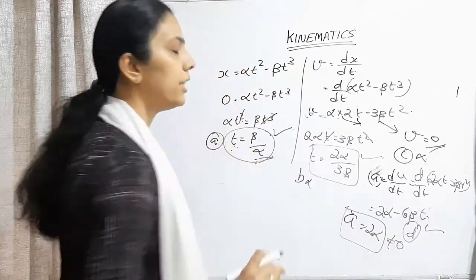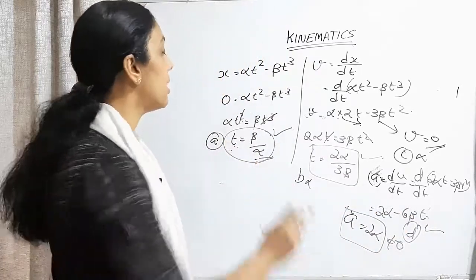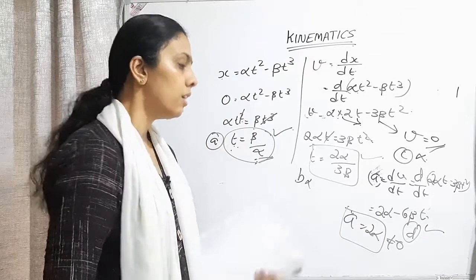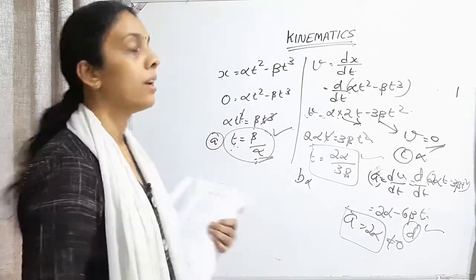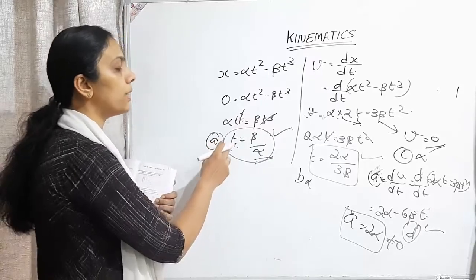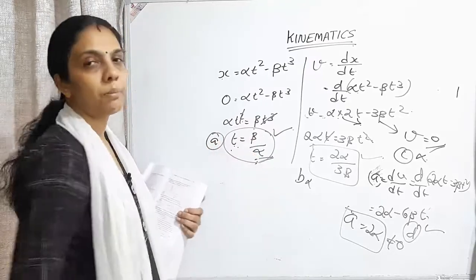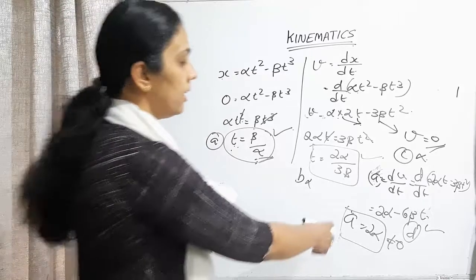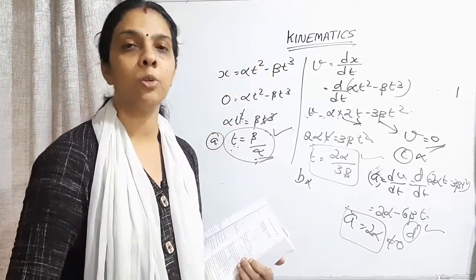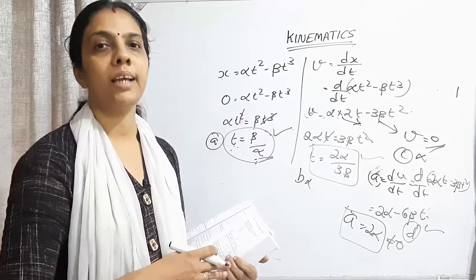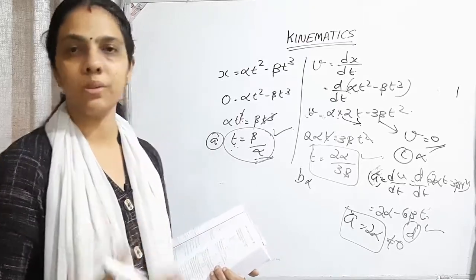So here we are getting two incorrect statements, that is the first one and the last one. The first one was the particle never returns to its starting point, but the particle will be returning to its starting point at beta by alpha. And here A is not equal to 0. Acceleration is not equal to 0, but in the option it is given like acceleration is equal to 0.